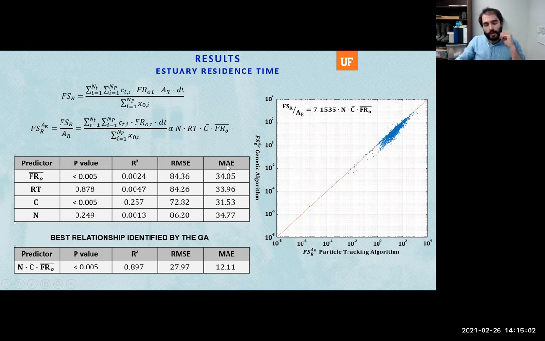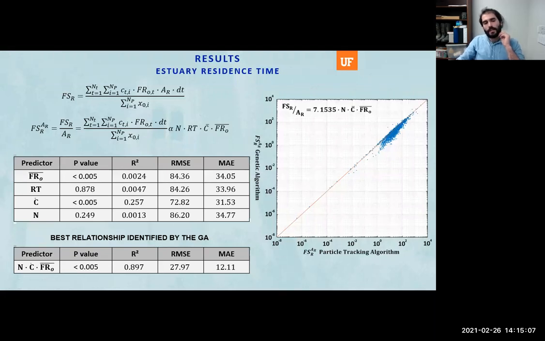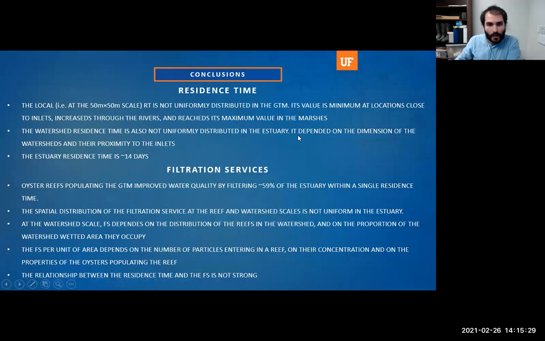And it is pretty important because in the past, many authors, many scientists were focused on determining how the residence time was the most important predictor in describing how much an estuary can be filtered. And here, our results said that the residence time is not important. And so this is our take-home message, the most important message we got from our study.